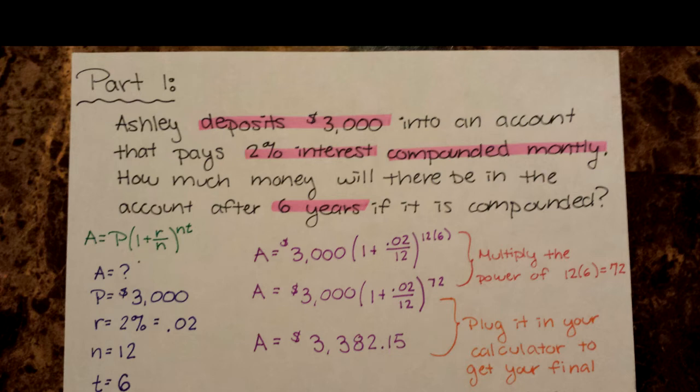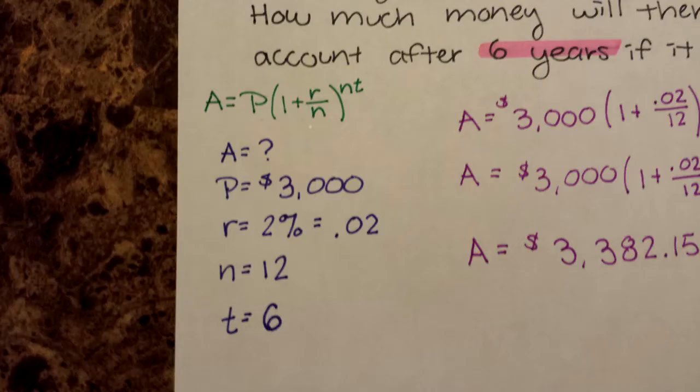The first part is that Ashley deposits $3,000 into an account that pays 2% interest compounded monthly. How much money will there be in the account after 6 years if it is compounded? The equation that you will use for this is A equals P(1 plus R over N) to the power of N times T. The information that you get is that A is the number that you're looking for, P, the principal amount, is $3,000, and R, the rate in decimal, is 2% interest first, but then you switch it over to a decimal, which gives you 0.02.